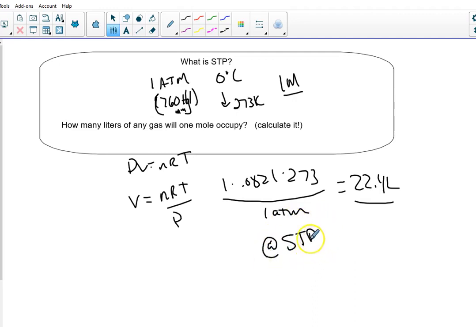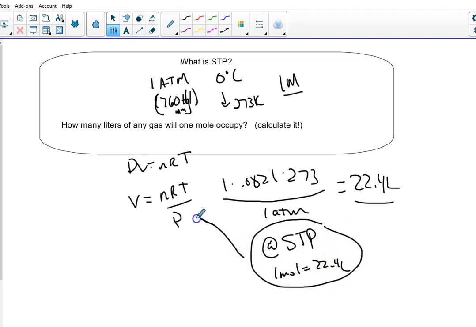So now we have this connection at STP. I sometimes refer to this as the standard starting place. Then you have 1 mole equals 22.4 liters. Now keep in mind, this is just a shortcut of PV equals nRT. So if we're not under STP, then you just have to use PV equals nRT. But if we're at STP, then you can sometimes just use this link.